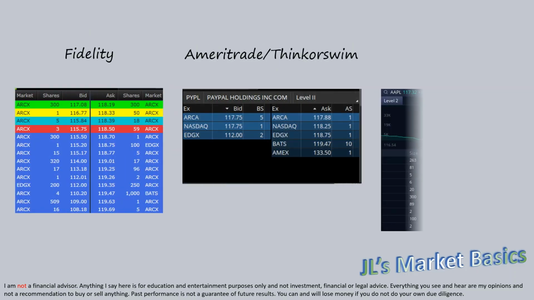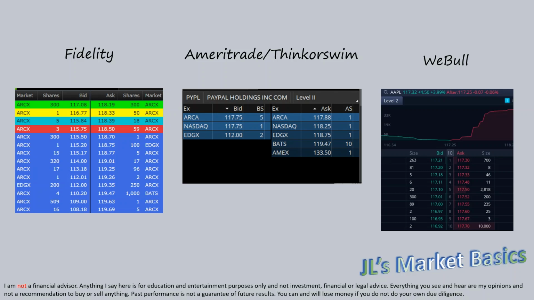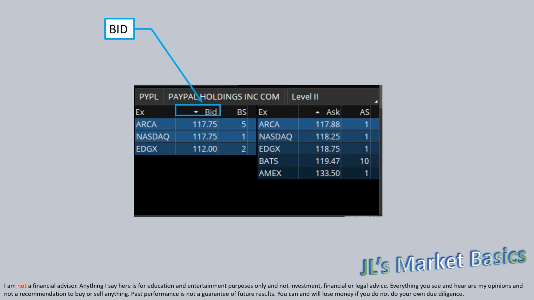Depending on the broker you are using, the level 2 screen will look slightly different, but they all will show the same information. On the left side, you will typically have the people that want to buy shares of a particular company. This is referred to as the bid. On the right side, you will have the people that want to sell their shares. This is referred to as the ask.